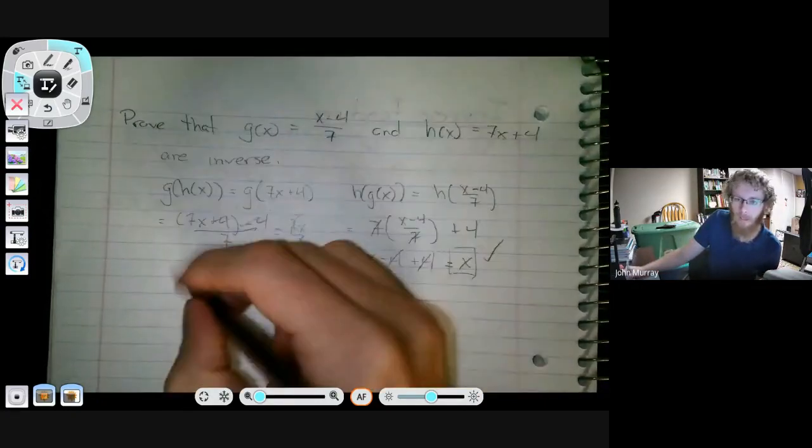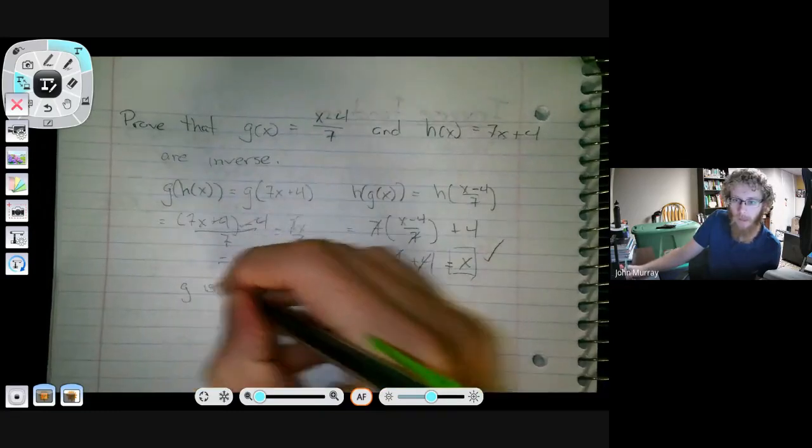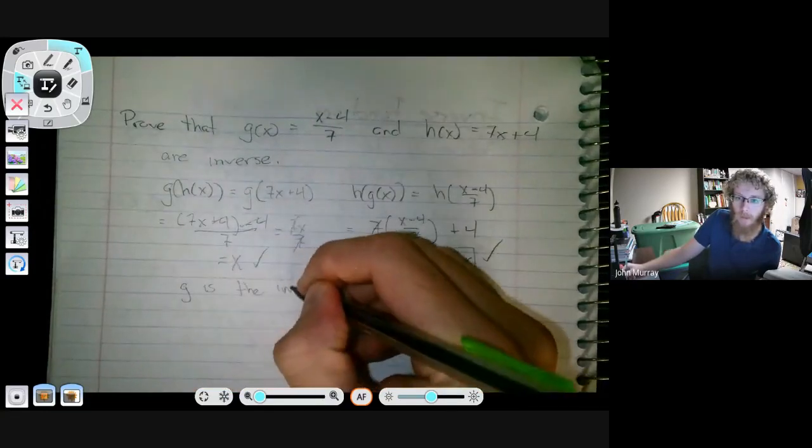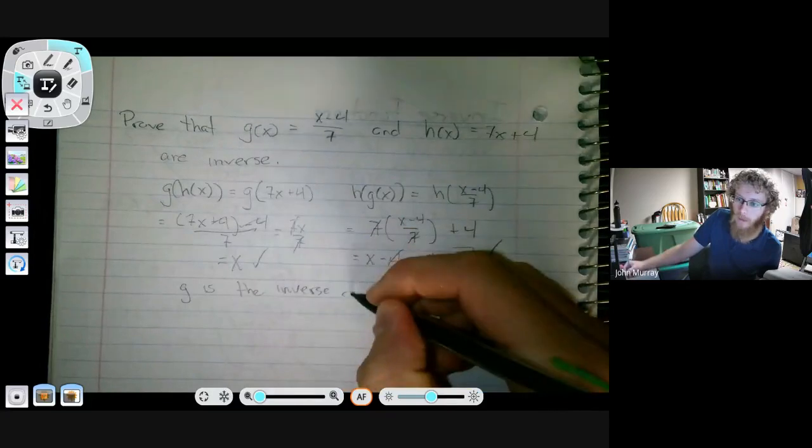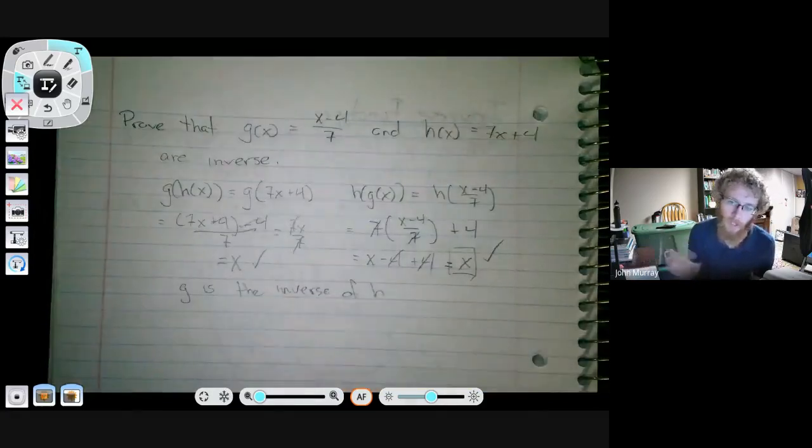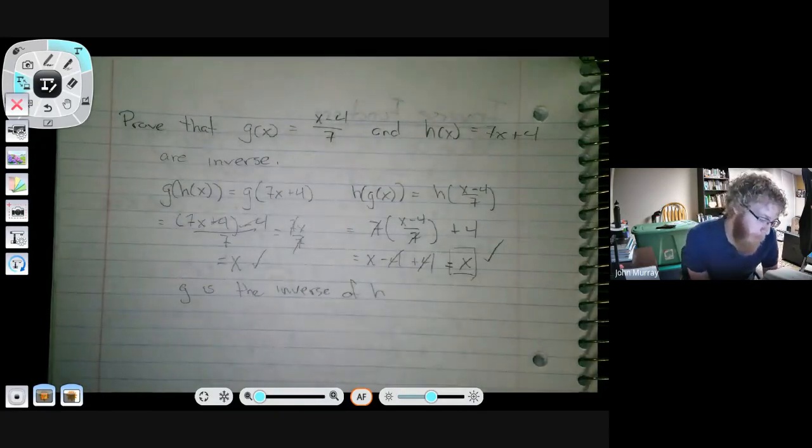So we can say g is the inverse of h, or you can say the opposite: h is the inverse of g. Either one will work.